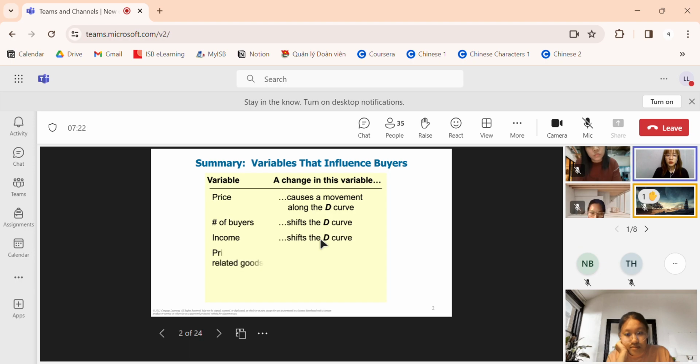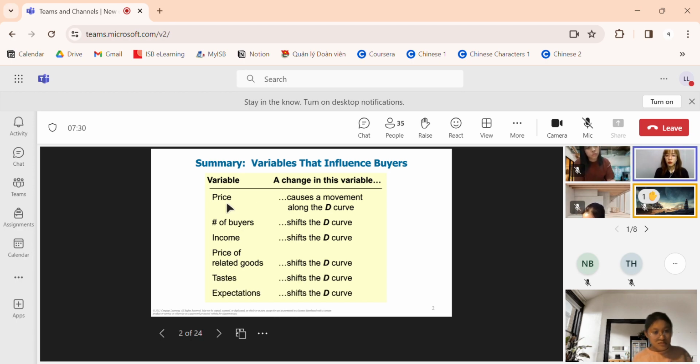It means we should consider the price of the product as well. Like I remember in Bảo's answer, he mentioned that, but he may forget about other variables. Okay, so be careful with my question here. If I ask you for variables that influence buyers, it means you need to consider the price of the product as well. But if I ask you for variables that shift the demand, we can talk about 5 variables here.